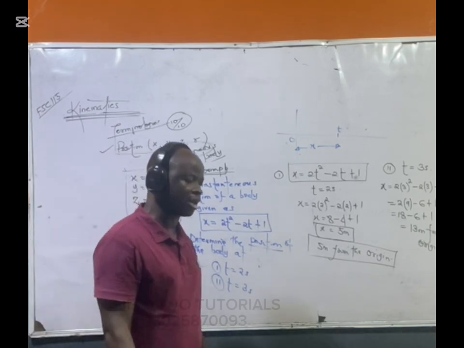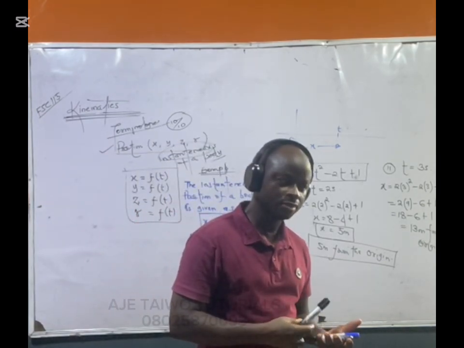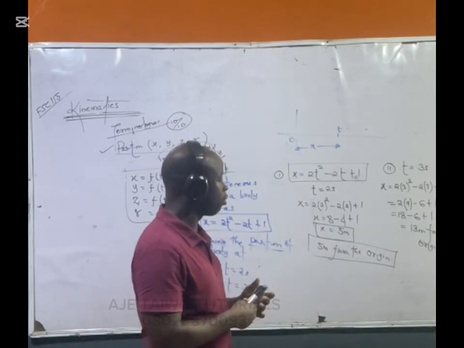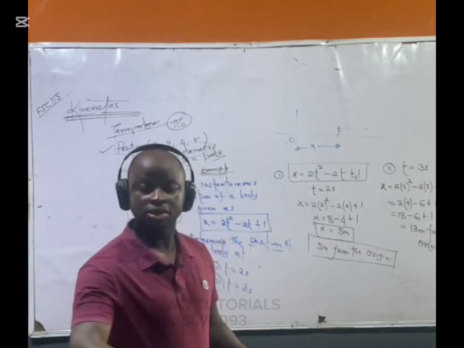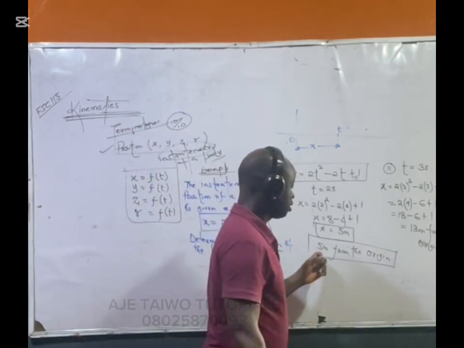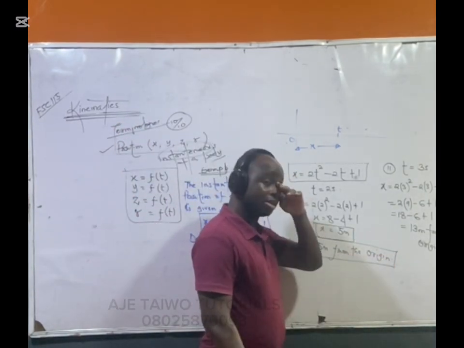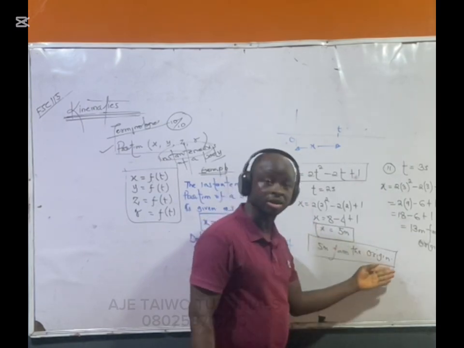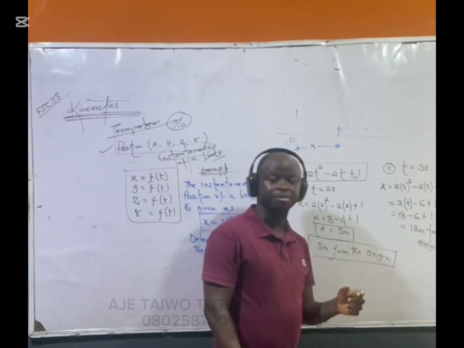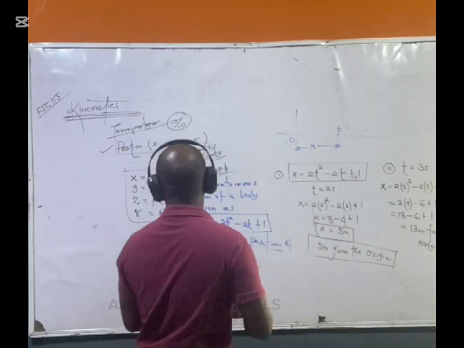Did you get this in class? Talk to me, class. Yes. Good. What's more important is saying from the origin. Very important. Or from the reference plane. Very important. Let's go to number 2.